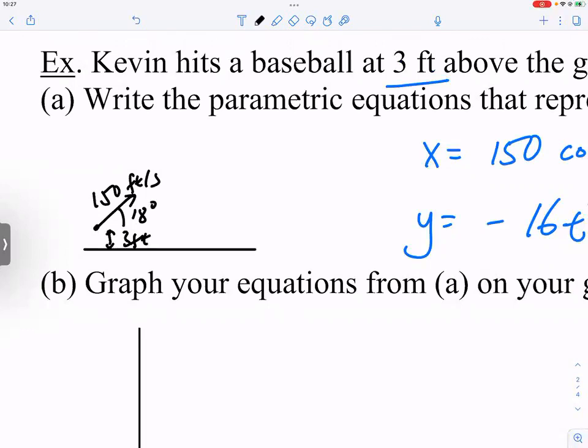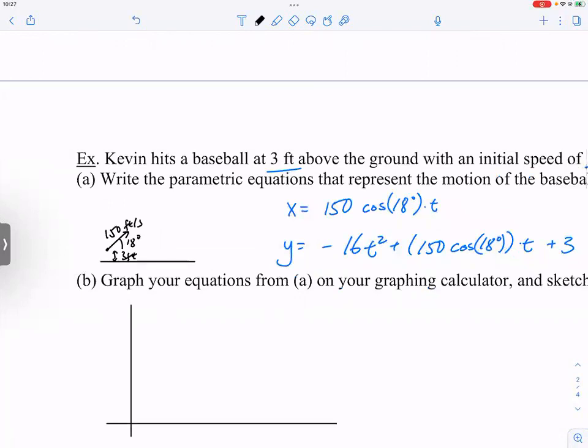Oh yeah, it's sine theta. Why did I do that? It is sine theta. Sorry. Yep, it is sine theta.